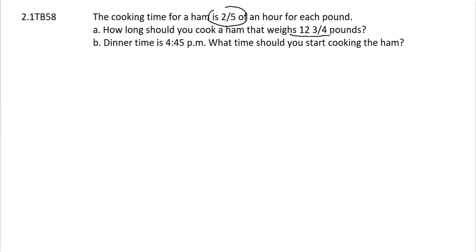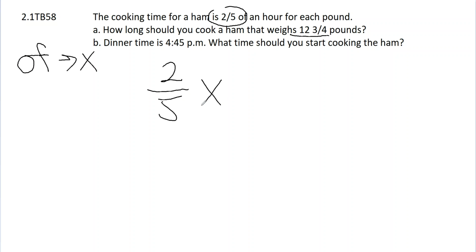Alright, this is a multi-step problem that's fairly difficult. One thing I do know, and I've tried to express to most of you, is that if you see a word problem dealing with fractions, we are probably multiplying. So we are trying to find what is 2/5 of 12 3/4, because for every pound it takes 2/5 of an hour to cook.